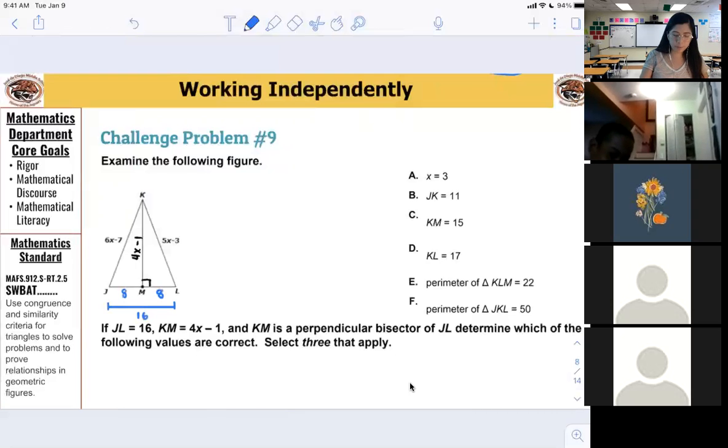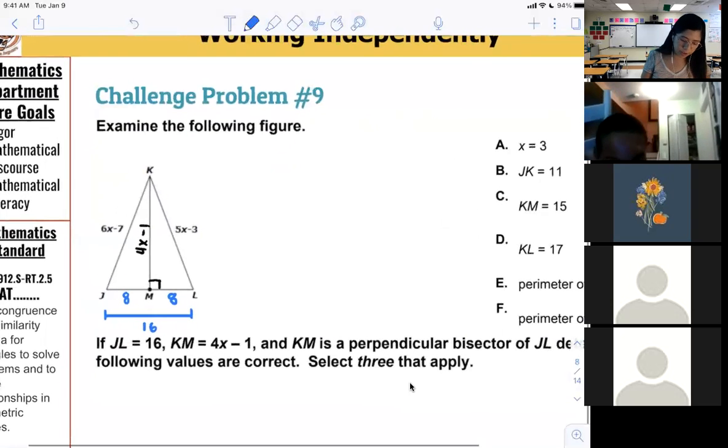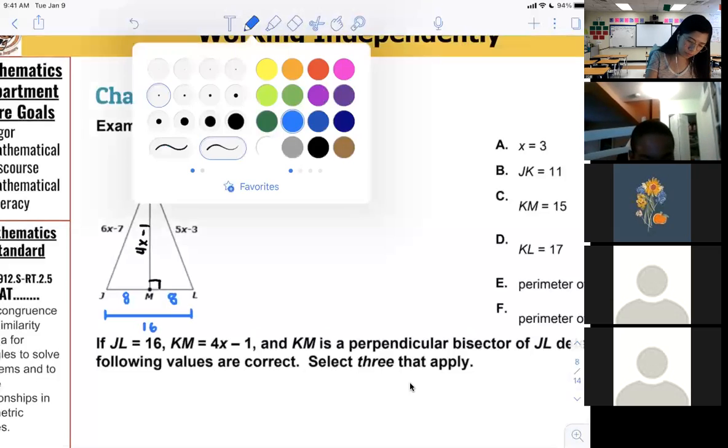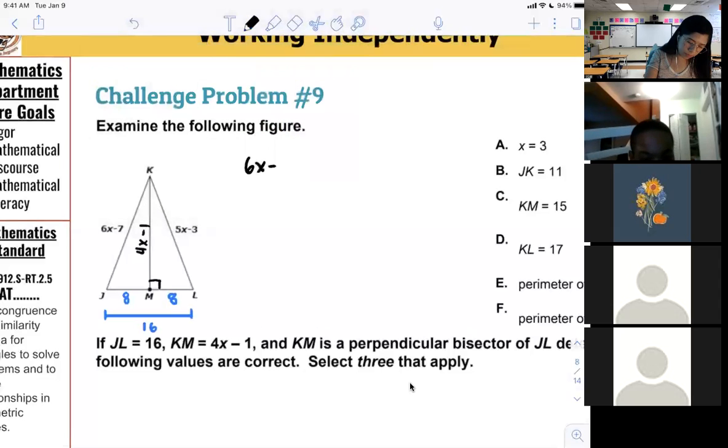Okay, so that's all the information I know. And now we need to figure out, select 3 that apply. Can anyone give me an equation to set up? Any equation. Is that 4x minus 1 on JM? Yes. Could you do 6x minus 7 equals 4x minus 1?